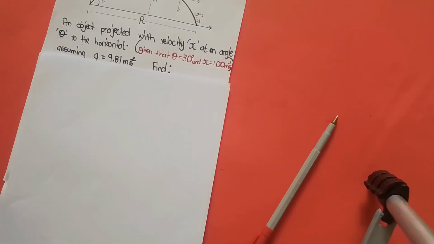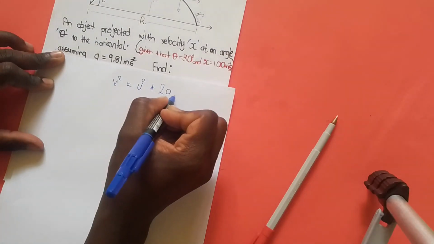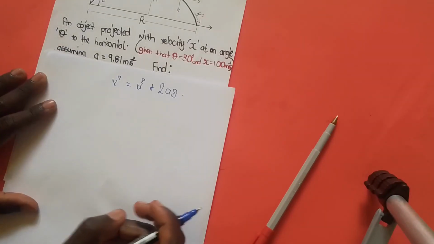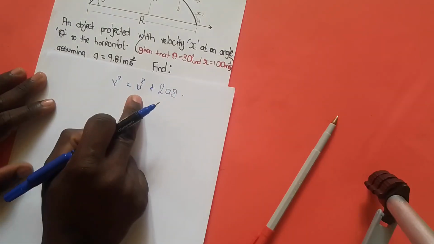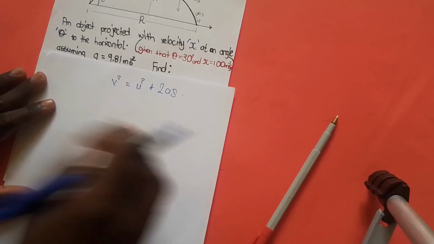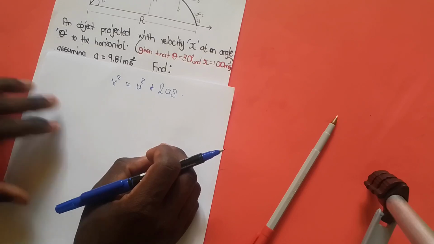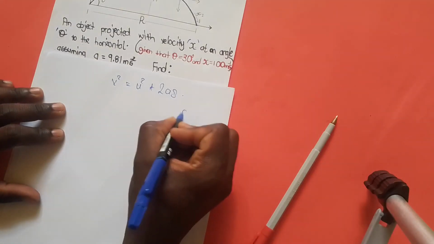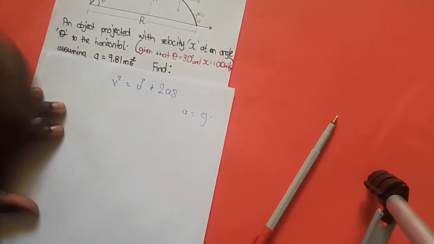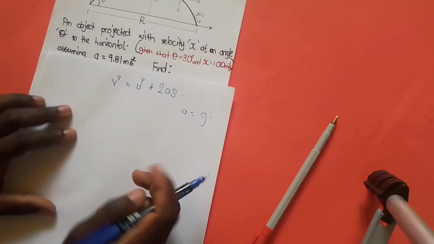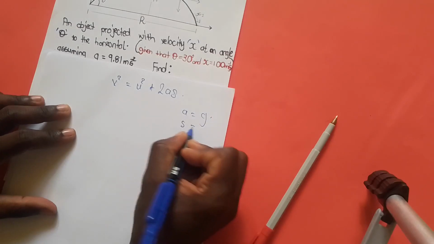To find the maximum height now, we're going to use this equation: v squared is equal to u squared plus 2as. S is for distance, a is for acceleration, v is the final velocity, and u is the initial velocity. We are considering the calculations in the vertical component now, so a is going to be the acceleration due to gravity, so a equals g. Then s, the distance traveled until the maximum height, is equal to h.